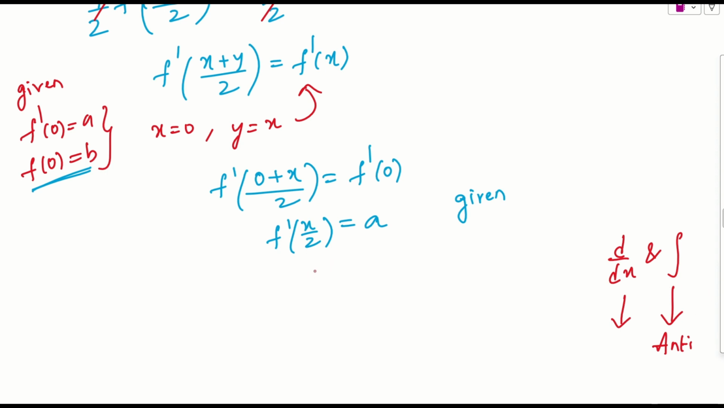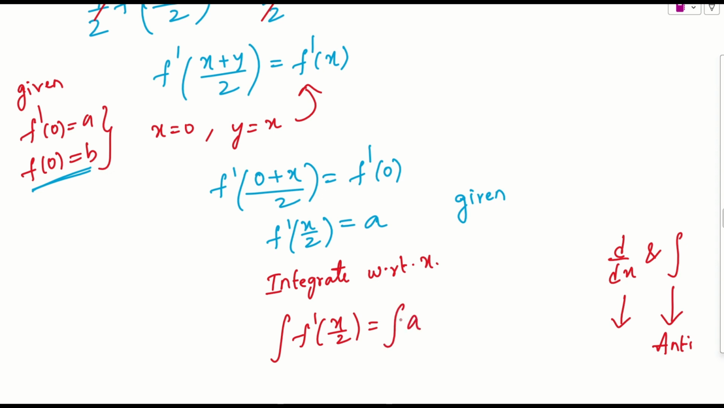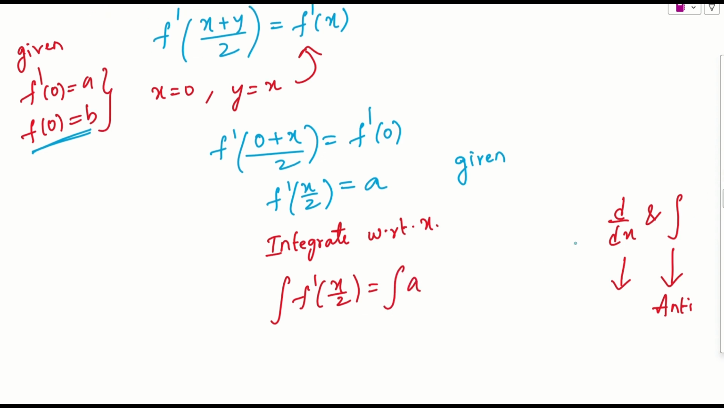So now what I will do, I'll simply not differentiate, but integrate this function. Is it okay? So try to integrate this function with respect to x alone. What I'll be doing here, integration of f dash of x by 2 must equal integration of a. Both sides I'll be applying. This we'll be learning in integration topics, right? So the integration and differentiation will be removed here easily.